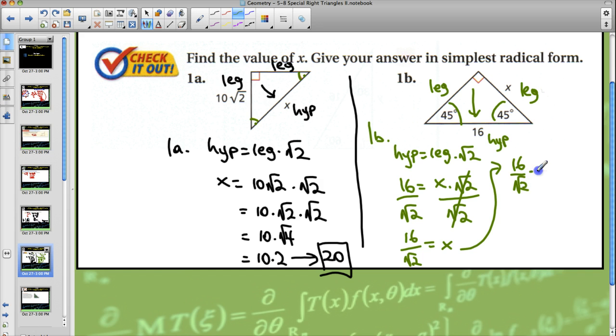To do that, I would multiply by the square root of 2 over the square root of 2. 16 square root of 2 is what I get when I multiply the numerators, and the whole number 2 is what I get when I multiply the denominators. 16 by 2 is equal to 8, so my answer is 8 radical 2. X is equal to 8 radical 2.